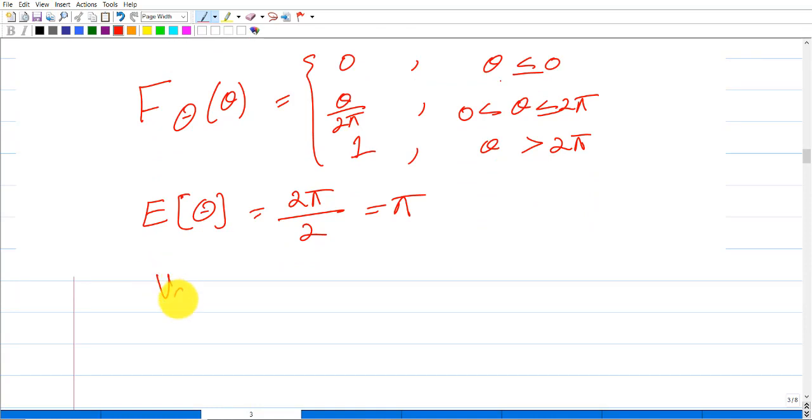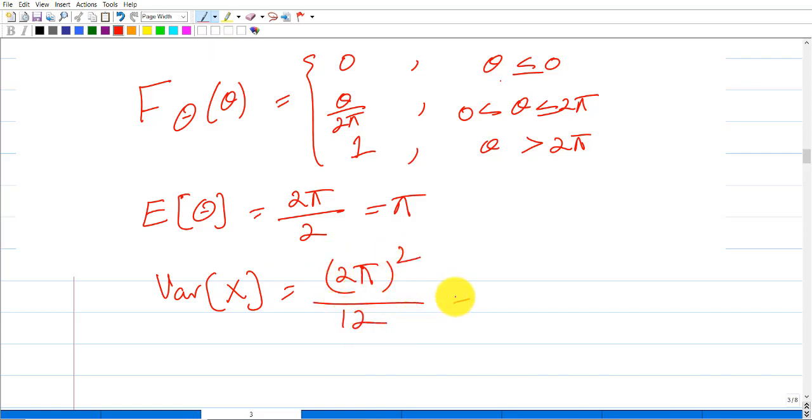Similarly, the variance can be calculated. The variance of x is defined as (b minus a) whole square, so b is 2 pi, minus a, whole square, a is 0, divided by 12. So it is 4 pi square by 12, which is pi square by 3.